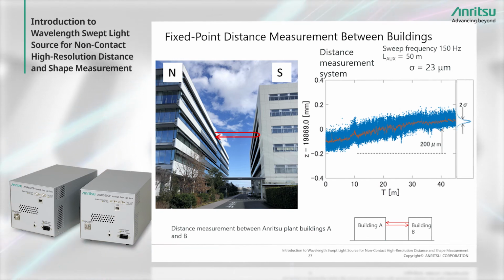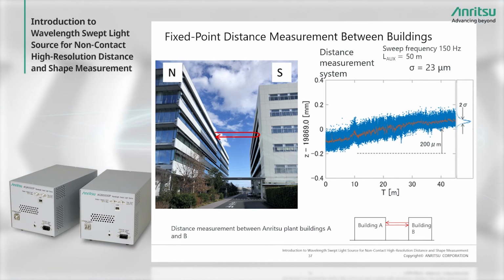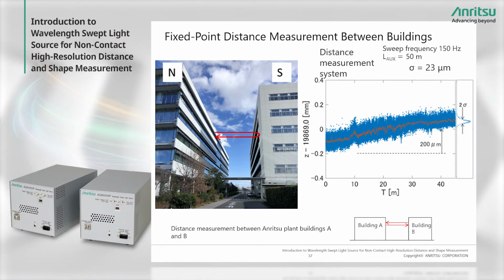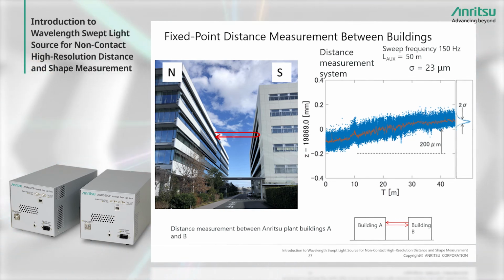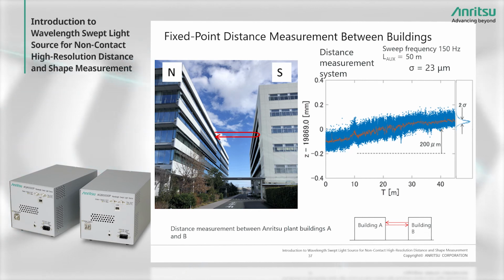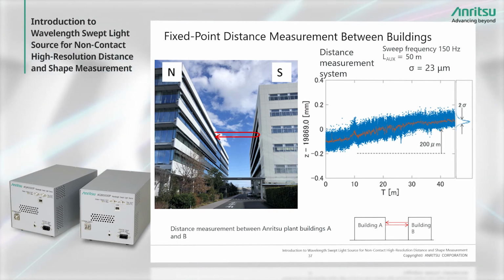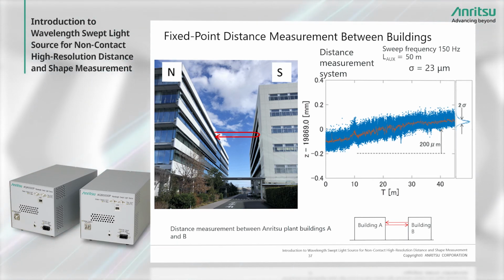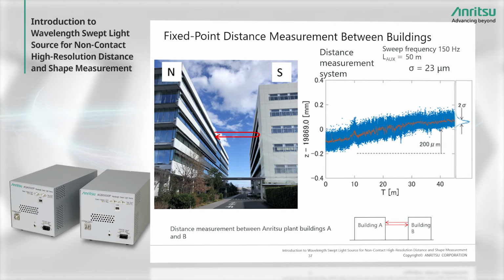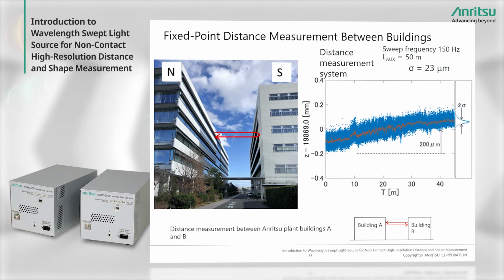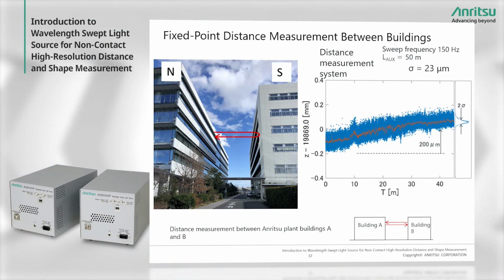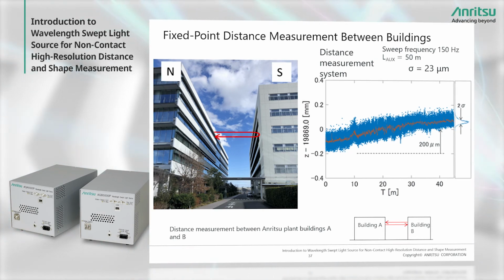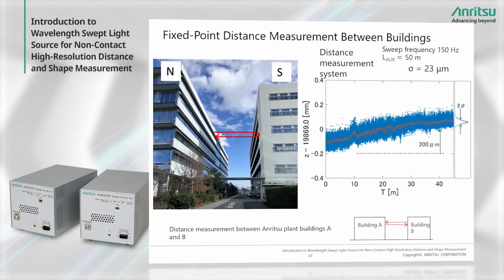During a 40-minute measurement period in the evening, we can see that the distance is clearly increasing by about 200 micrometer. We think that this is probably due to the tilt of the buildings changing as the temperature dropped during the evening. The measurement precision at this time was about 23 micrometer with a standard error of 23 micrometer. By using this method, we think it would be possible to measure small changes, such as deformation and aging deterioration, in architectural structures.